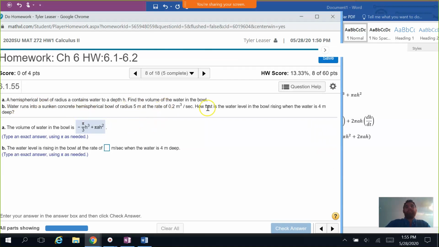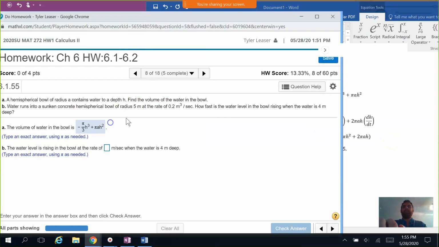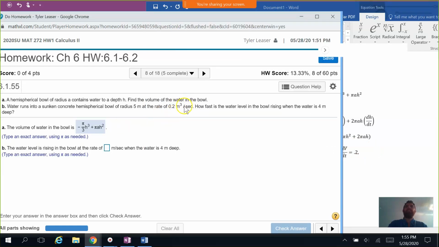So going back through the question here for part B, water runs into the tank with the bowl of radius 5. That says that a is 5. At the rate of 0.2 cubic meters per second. That is going to be the volume of water per time. So that tells me that dv dt is 0.2. So volume with respect to time, that's the derivative of the volume, 0.2.